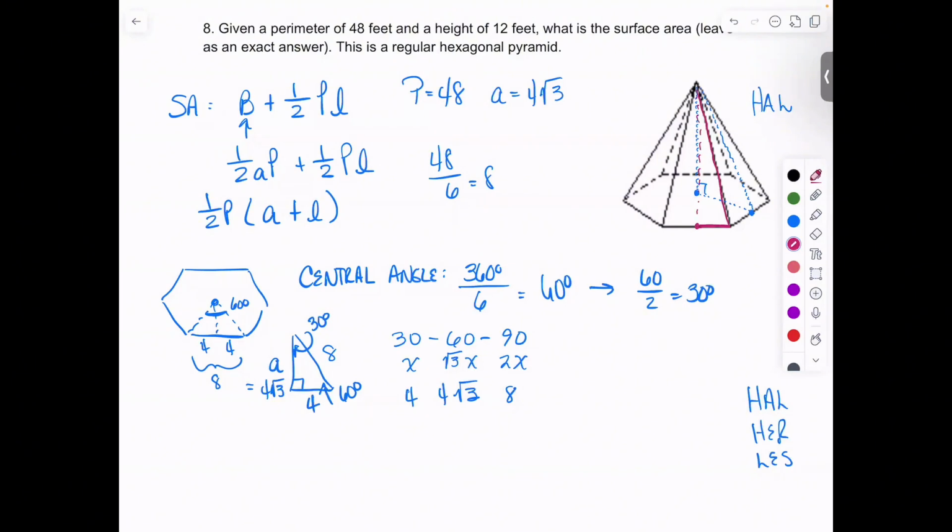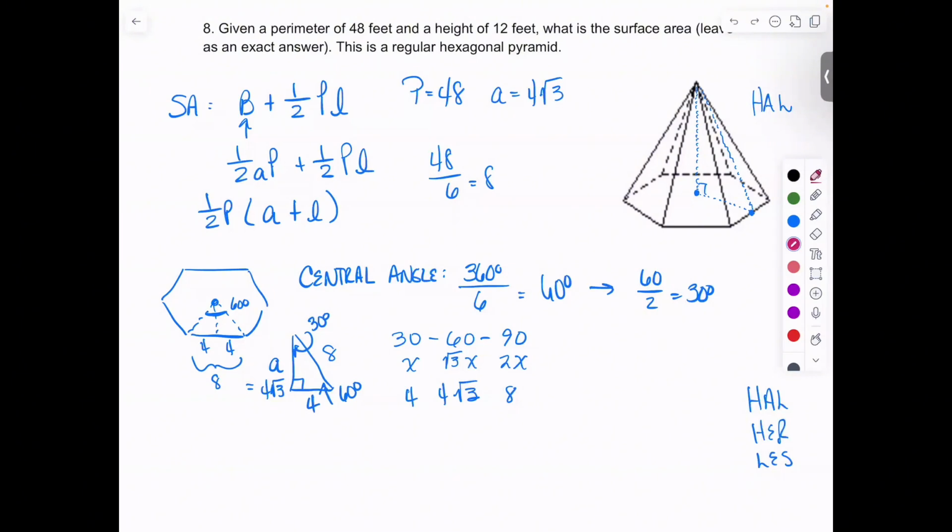So this is really kind of neat. You have 3 different right triangles that you can maneuver and use to your advantage when you're working these types of problems, especially when you're having missing information. But again, HER and LES were just bonus. I'm going to go ahead and delete that here. That's just bonus information. But we're using HAL.